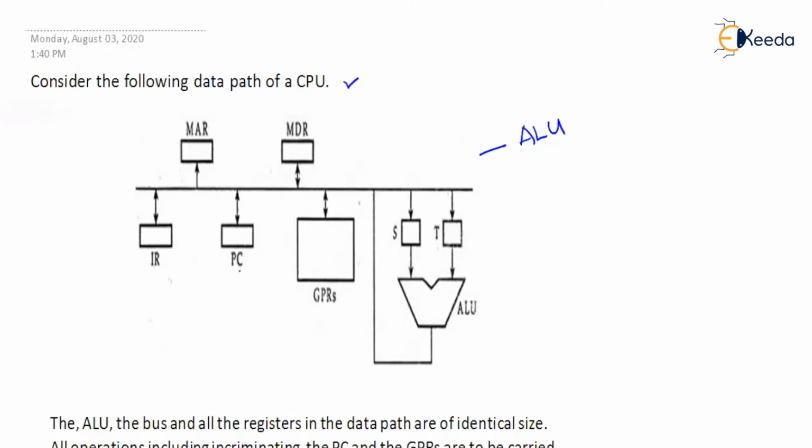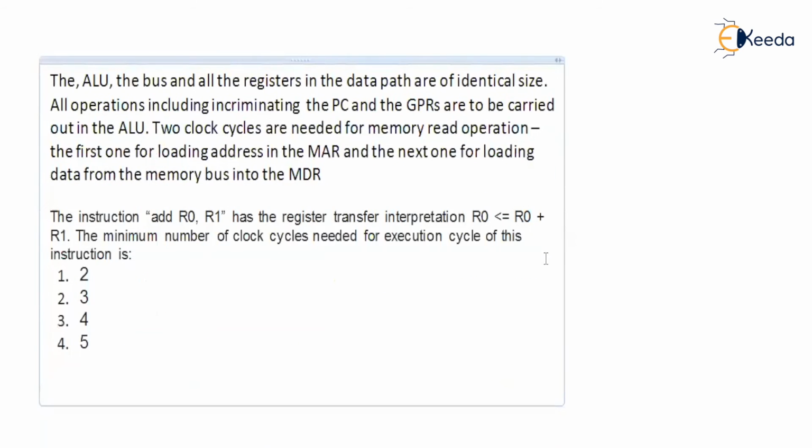Program counter stores the address part of the next instruction. GPRs means there are general purpose registers. There could be any number of general purpose registers depending on the design and the need. There is an ALU, and of course, you know that the ALU is provided with 2 local registers, one as shown in the figure, S, and one more, T. Now, just look at the question.